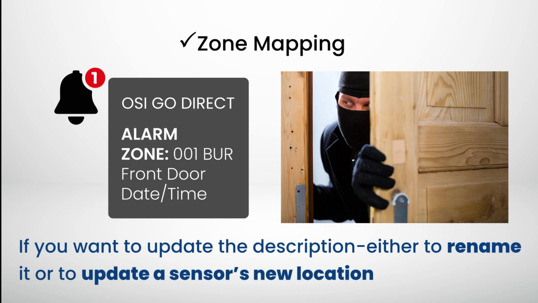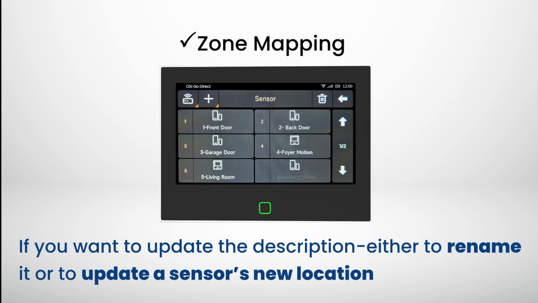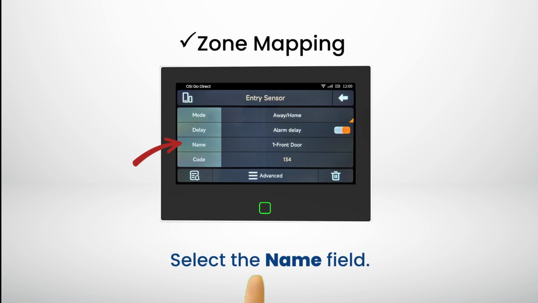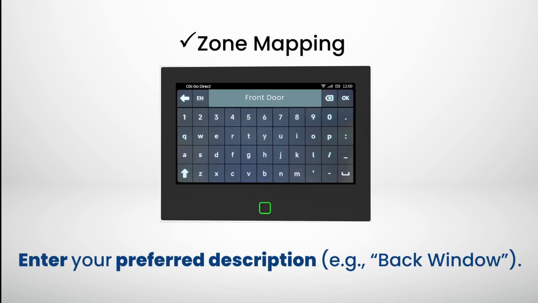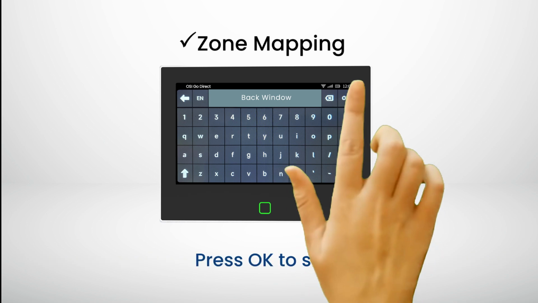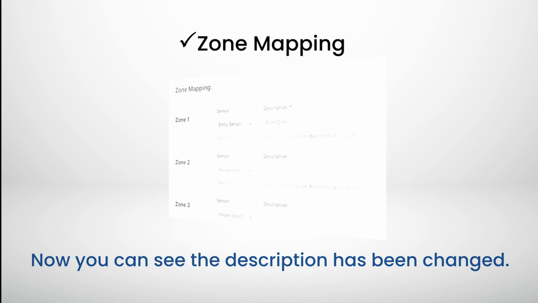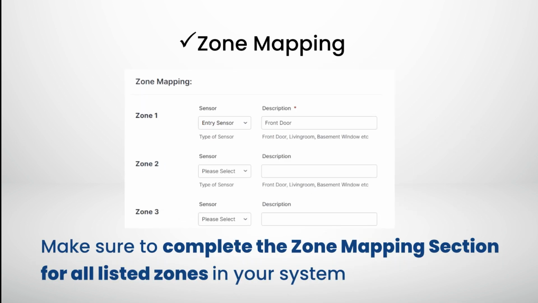If you want to update the description, either to rename it or to update a sensor's new location, tap on the sensor from the list. Select the name field. Enter your preferred description, back window for example. Press OK to save. Now you can see the description has been changed. Make sure to complete the zone mapping section for all listed zones in your system to ensure proper monitoring.